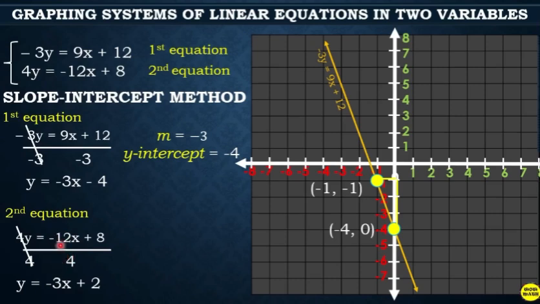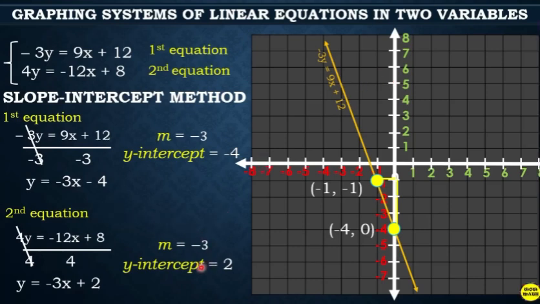Negative kasi magkaiba sila ng sign. And then, 8 divided by 4, that is 2. So, positive kasi same signs po sila. Parehong positive. So, now, we have the equation in slope-intercept form. So, we can use the slope, which is negative 3, and your y-intercept, which is 2, para ma-graph natin yung second equation natin.